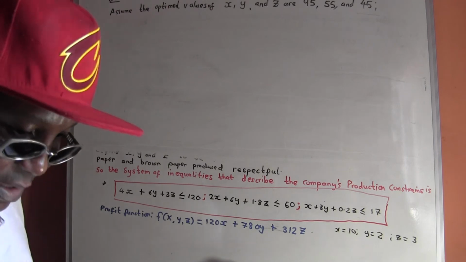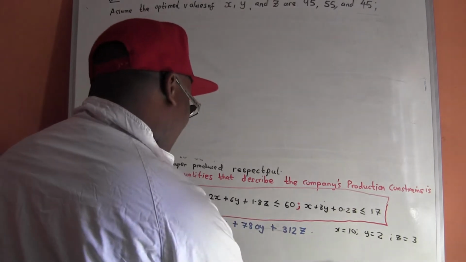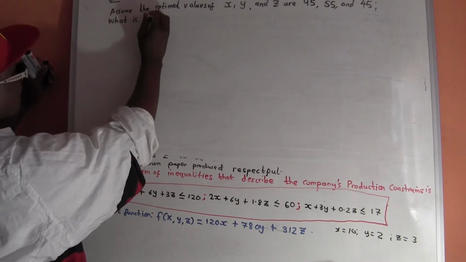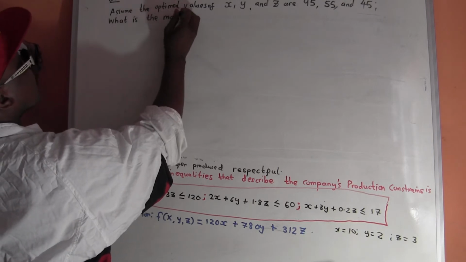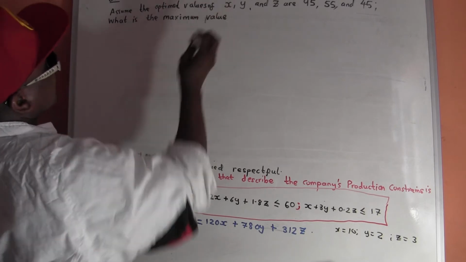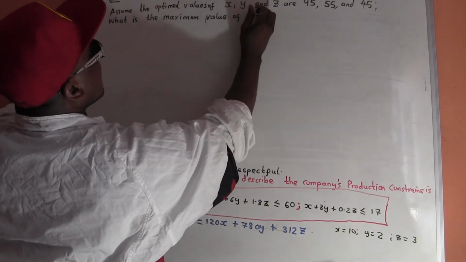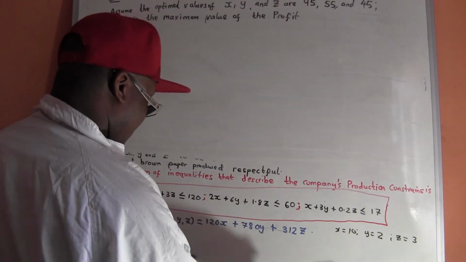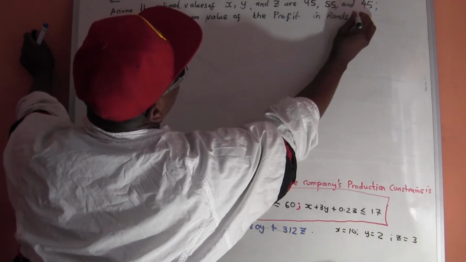So it's easy. They say, what is the maximum value of the profit? What is the maximum value of the profit in rand? You know, rand is South African money.